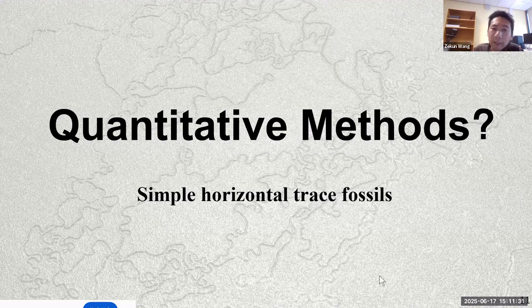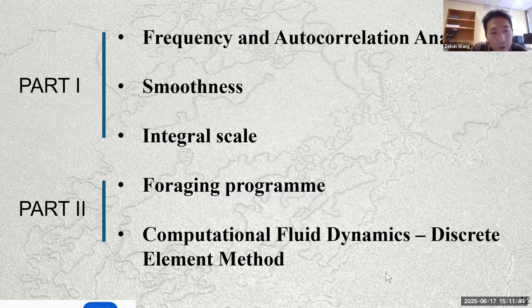So, is there any quantitative method that can help us better quantify, for example, the morphology or the evolution of trace fossils, especially those simple horizontal locomotion trace fossils without very complicated superficial textures? So today, I will introduce some methods, and I will divide the talk into two parts.